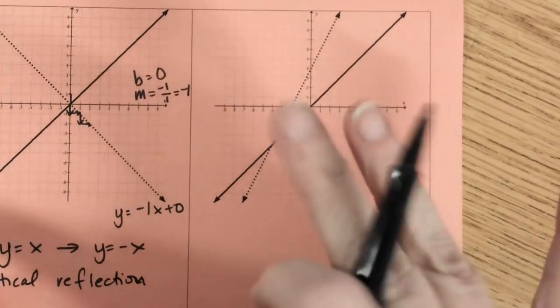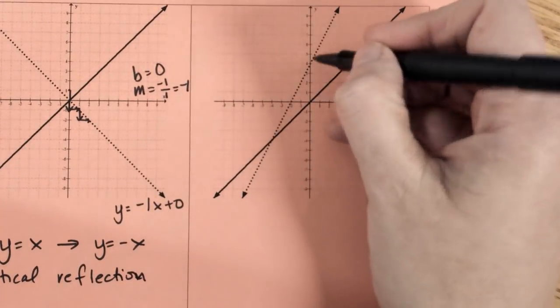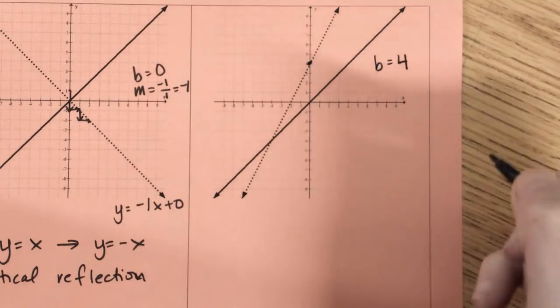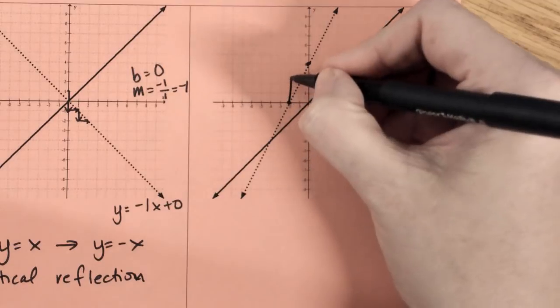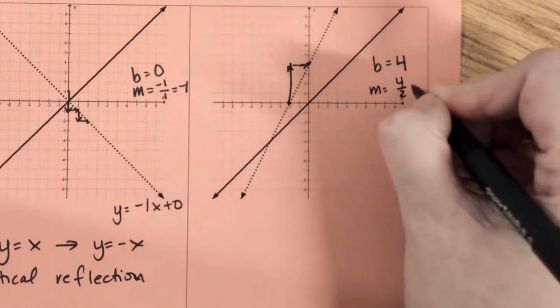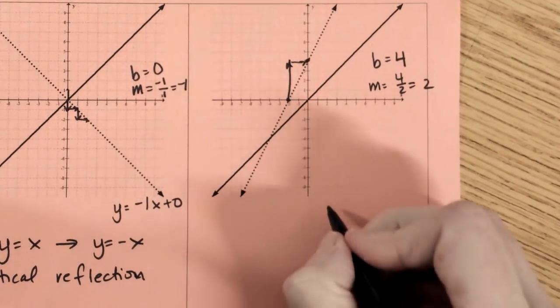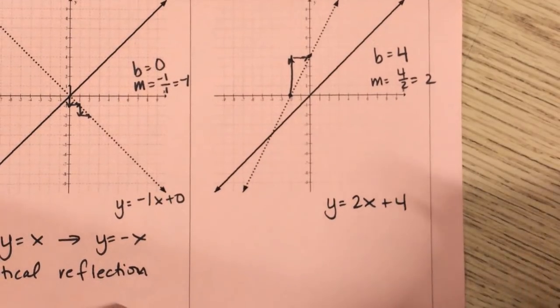Okay? Now, this one's more complicated. And again, all we're going to do is write the equation and look at what we see. Okay, so first of all, on this one, I see my y-intercept is 4. And if I look for a point, I see a point here and a point there. I rise 4, run 2. 4 over 2 works out to 2. So my slope is 2, my y-intercept is 4. Y equals 2x plus 4.